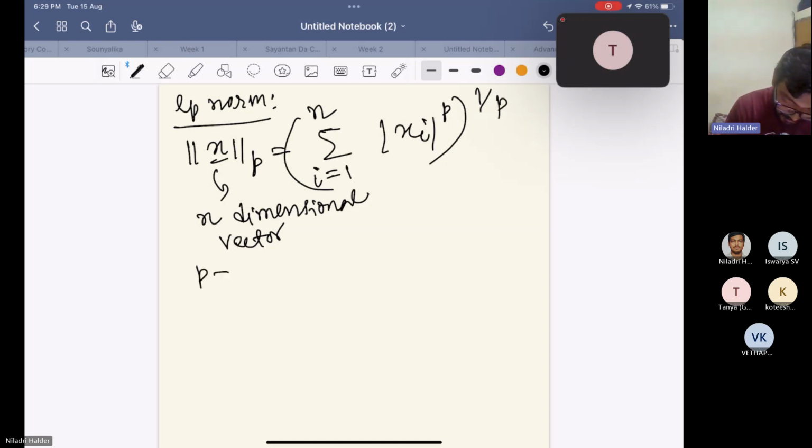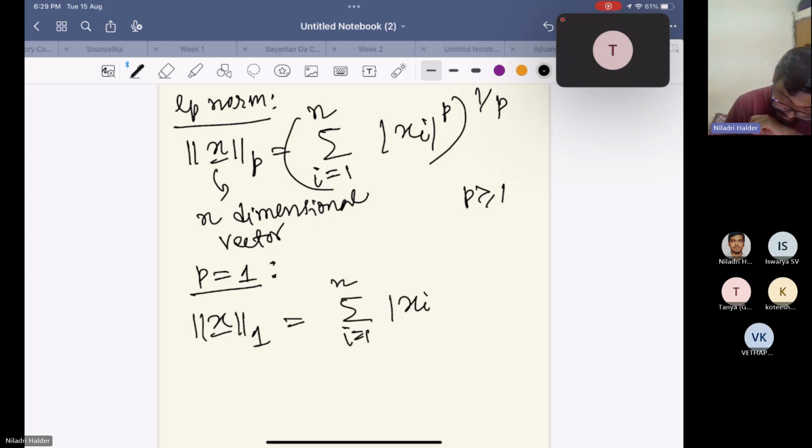If I put p equal to 1, here p is greater than or equal to 1, then we get the L1 norm, which is the summation from i equals 1 to n of mod xi. So this is the L1 norm.